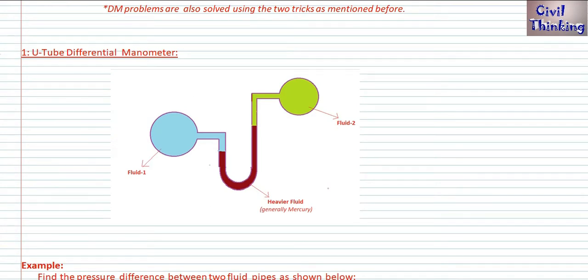I have very clearly mentioned here U-tube differential manometer. Now this is our manometer, right? It has one end connected to this pipe, and another end connected to this pipe. No end is open to the atmosphere, both ends are connected to the pipes because we want to find the pressure difference between A and B. Now this is a heavier fluid, right?